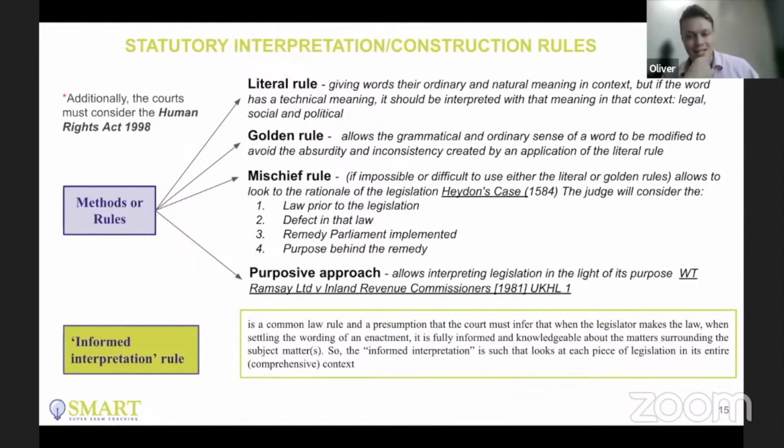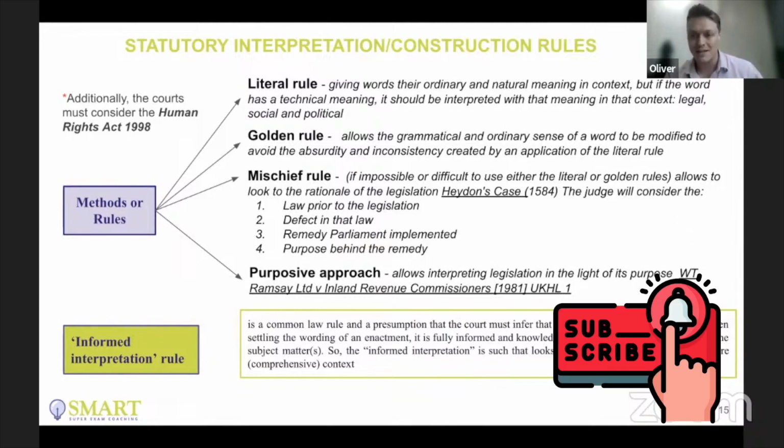So there's a case concerning a car park and whether or not a car park is a road for the purposes of the Road Traffic Act. And the court effectively looked at it and said, well, it's a car park, it's not a road. The Road Traffic Act doesn't apply. That is a literal interpretation.